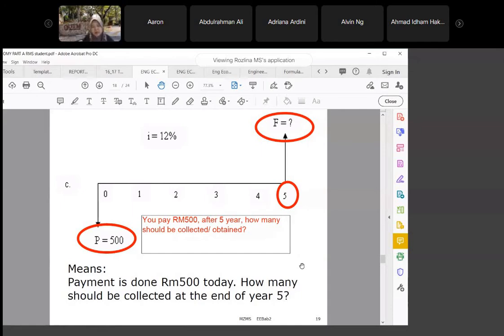You pay 500 ringgit, after 5 years how many should be collected? So this is after 5 years. It is not every year. It is after 5 years. So the N is 5. So here the F. What is the F? So you have to show the time scale, the N, the I, and what is the information given here, and what is the question. Okay, clear this one.